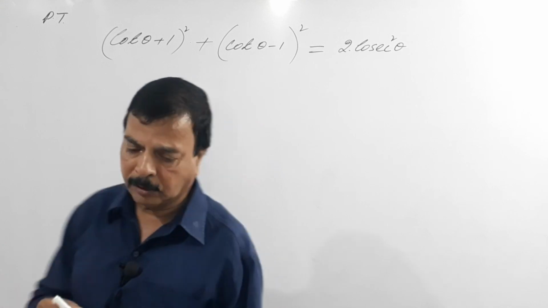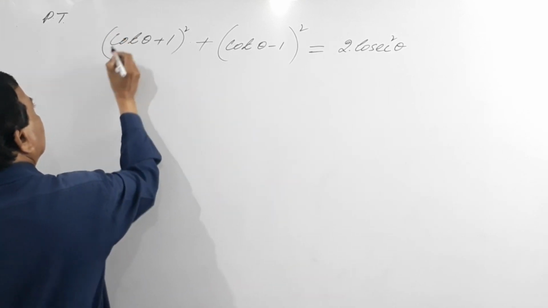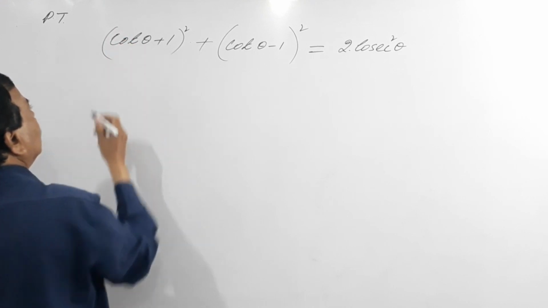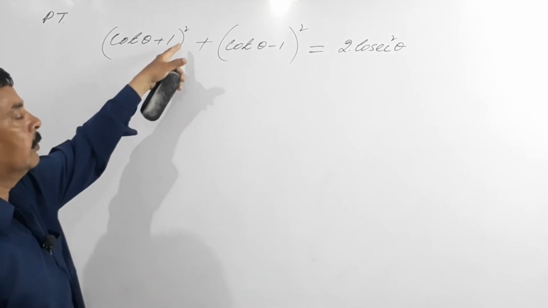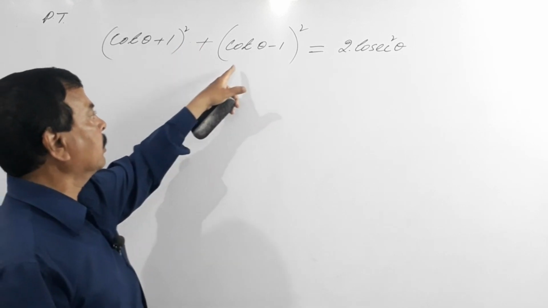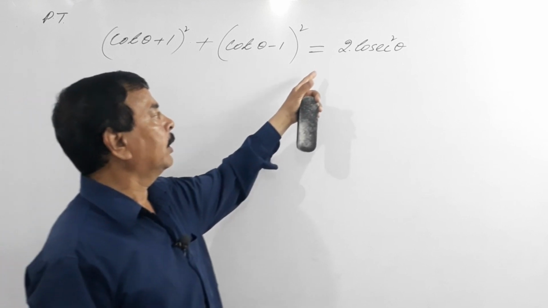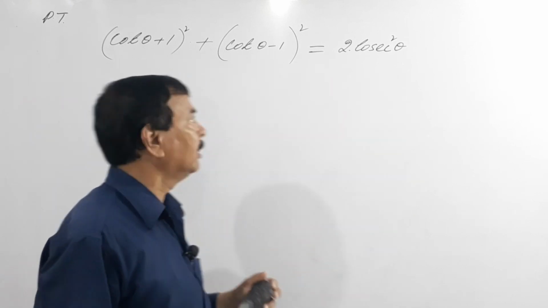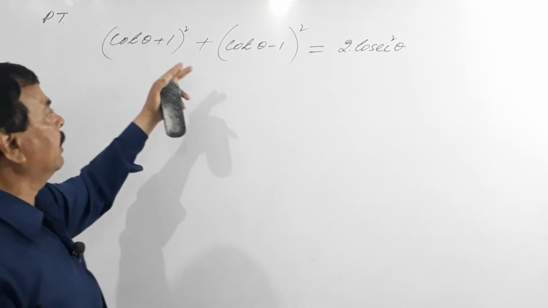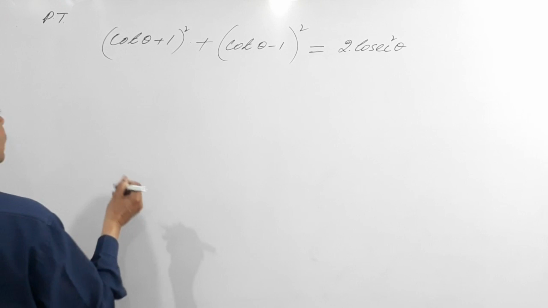This cot doesn't look like cot, it looks like lot. So cot theta plus 1 the whole square plus cot theta minus 1 the whole square. You have to prove that this equals 2 cosecant square theta. So very simple. It is nothing but a plus b the whole square plus a minus b the whole square. Solve that, it's over. So what is this?